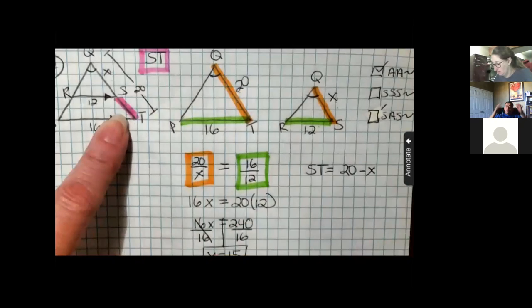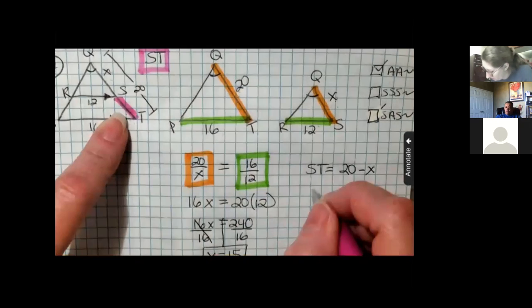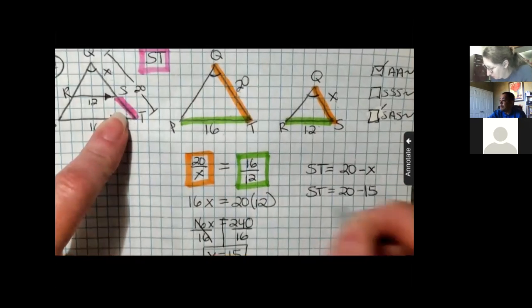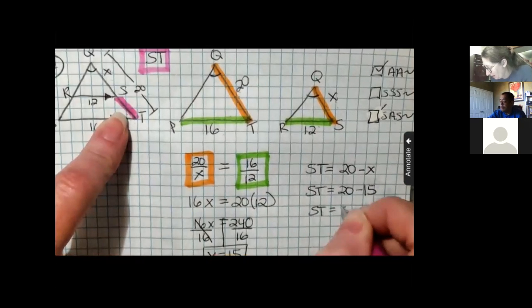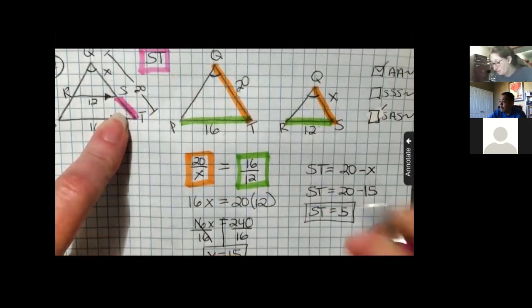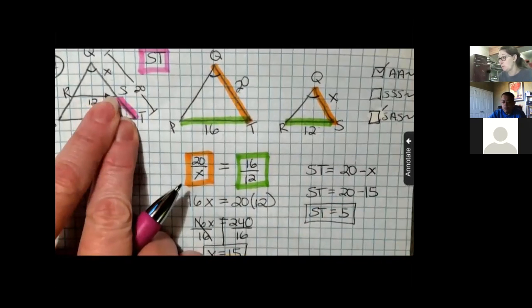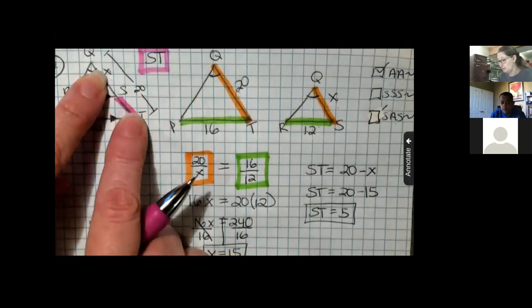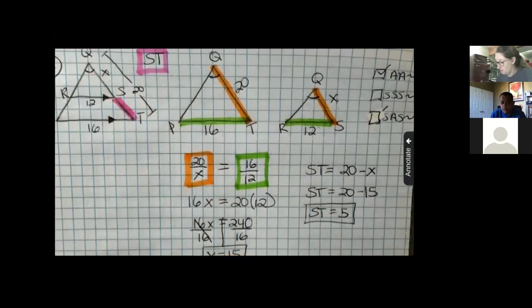It's the same thing. So then you say to yourself, okay, well, I know X is 15, and 20 minus 15 is 5. Does that make sense? Yes, because it's the smaller portion. And if X is 15 and this is 20, this has to be 5. So that makes perfect sense.